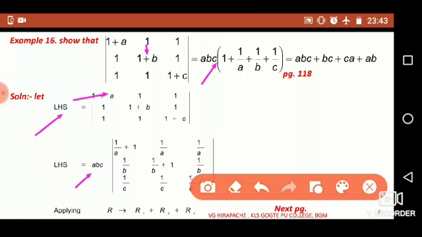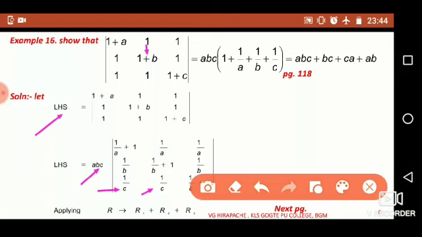Since we have taken a from the first row, we are left with 1 by a plus 1. Here is 1, we have taken a common, means we are left with 1 by a. Here is again 1, we have taken a from the first row, therefore it is 1 by a. Similarly, we have taken b from the second row, therefore 1 is written as 1 by b. Here 1 by b plus 1 and 1 by b. Similarly, we have taken c along the third row. Therefore the third row elements are 1 by c, 1 by c and 1 by c plus 1.